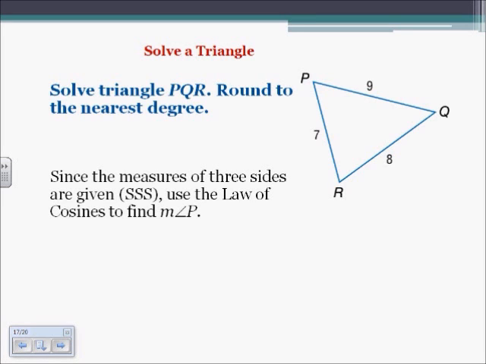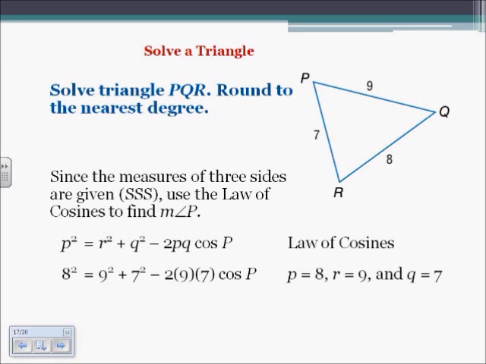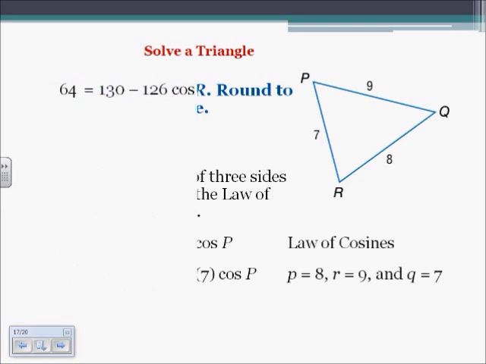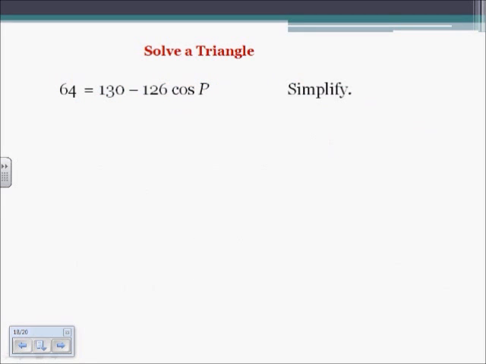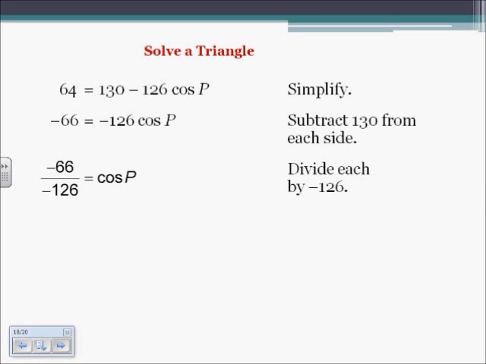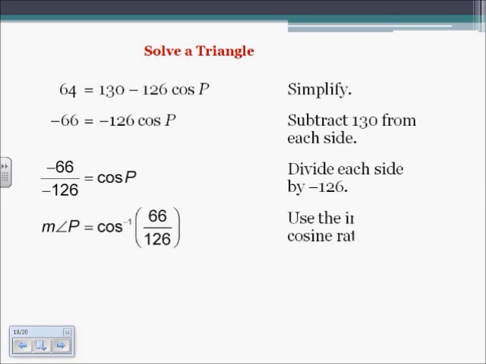In this particular one, we're going to use the law of cosines to solve for the measure of angle P. So we have this set up for the law of cosines. We have P squared is equal to R squared plus Q squared minus 2PQ cosine of P. Plug in the values that we know. This is semi-routine now after doing this a couple times. Simplifying and solving. Okay, subtract 130 on both sides. Divide by negative 126 on both sides. Take the inverse of the cosine, and we get the angle for P as approximately 58 degrees.